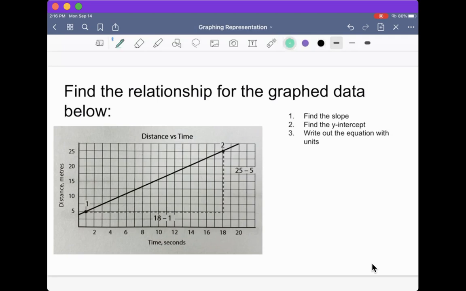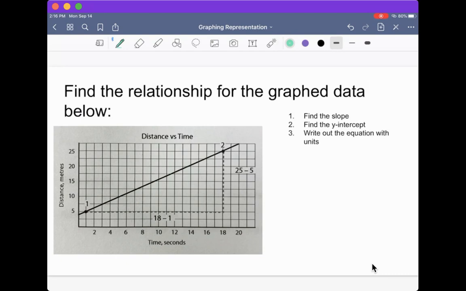Okay, guys, so let's look at an example here, how we can find the relationship for graph data. So here we have a graph. It's a distance versus time graph. So this is a graph that you probably graphed in physical science when you were in the physics unit. So here we have an amount of time that was measured, and as time went on, we looked at an object and how far it moved. Okay, so that's how we got this.